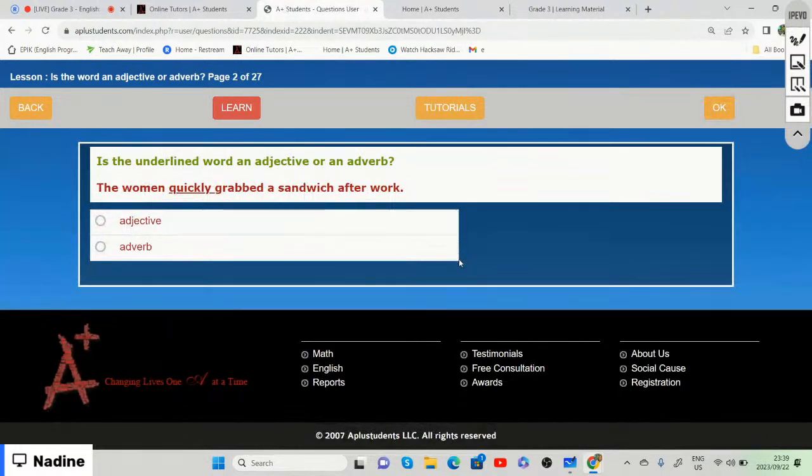The woman quickly grabbed a sandwich after work. Quickly grabbed. Grabbed is a verb, right? So how did she grab it? She grabbed it quickly. So is quickly an adjective, or is quickly an adverb? We need to choose one.